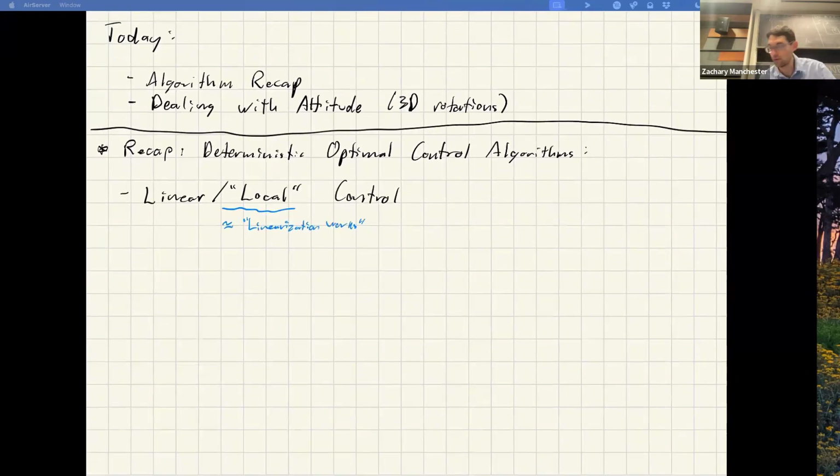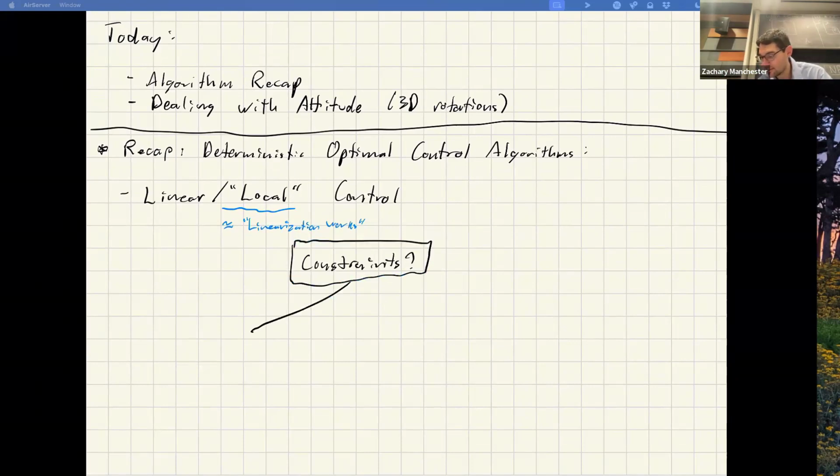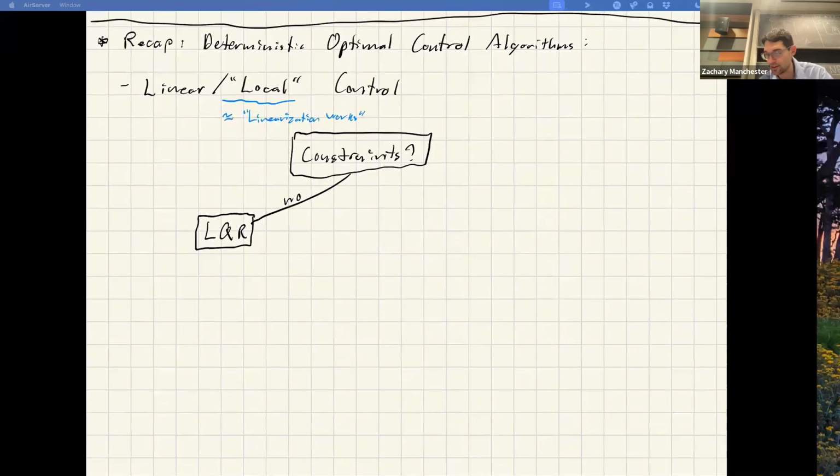Okay, so in that scenario, there's a little bit of a decision tree that you can think about, and this is all pretty straightforward. The first question to ask is, are there constraints? If there are, are they critical? Do they matter? Do you need them? If there are not, then you're in LQR land and life is good. We can get closed form solutions. We get nice little linear feedback policies.